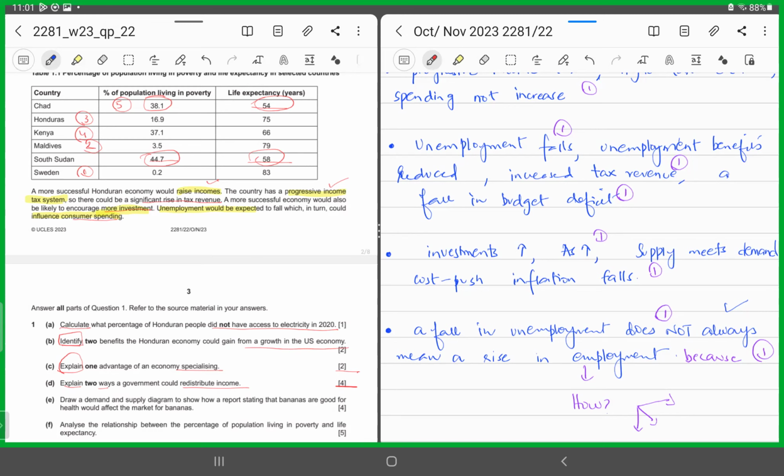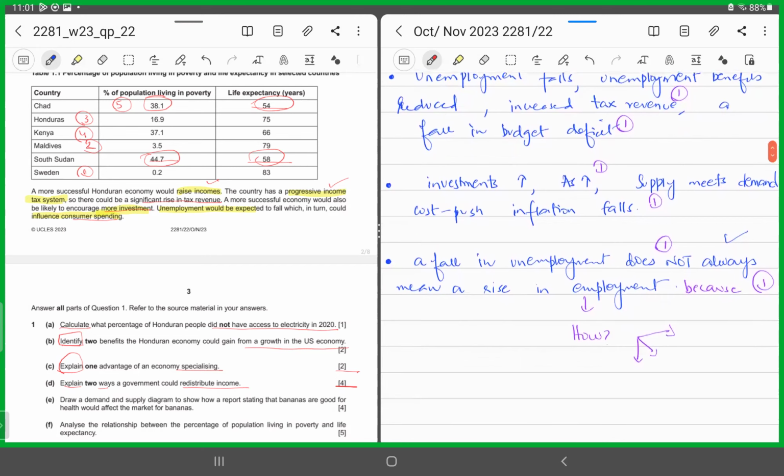Finally, in the last paragraph, you produce your evaluative statement justifying. You could say that maybe because the investments are going to increase, it could be possible that a higher level of supply would be meeting the surge in demand, and there might not be higher levels of inflation being experienced by Honduras in future.